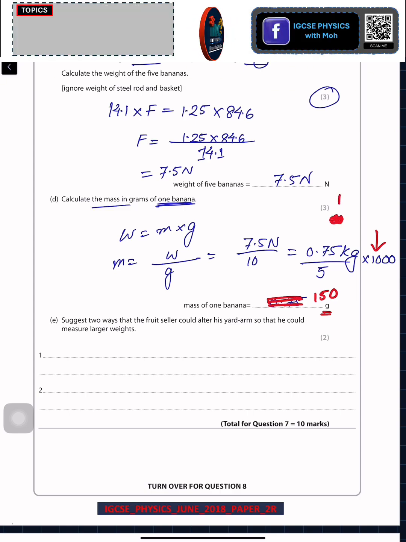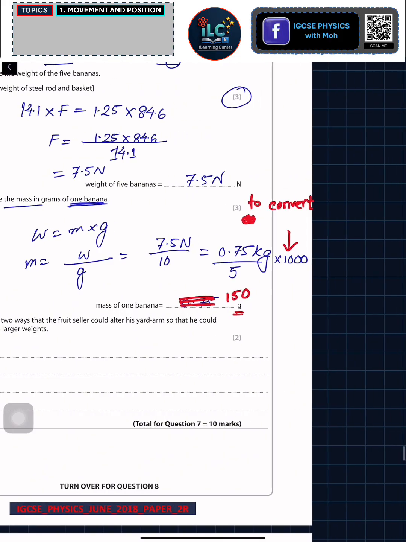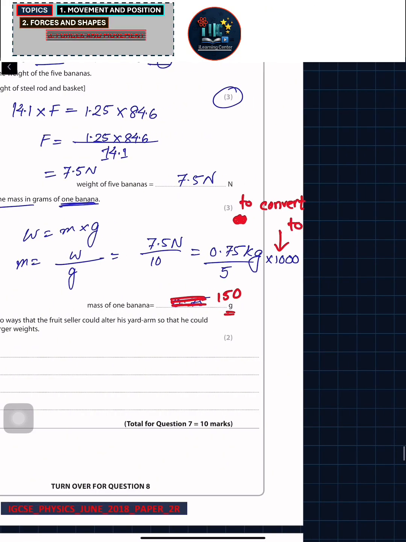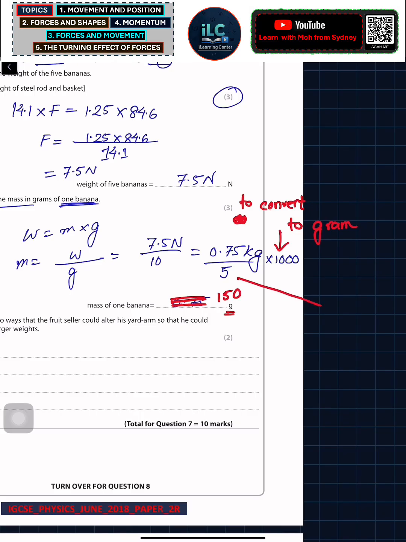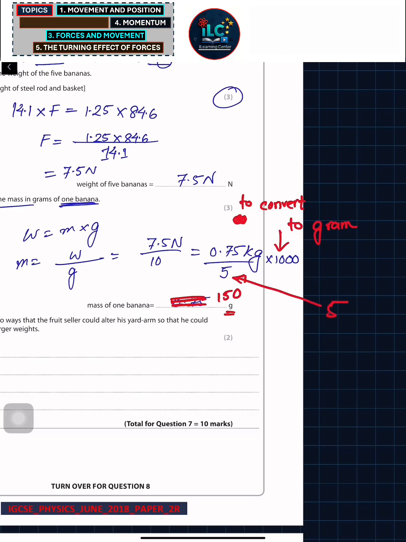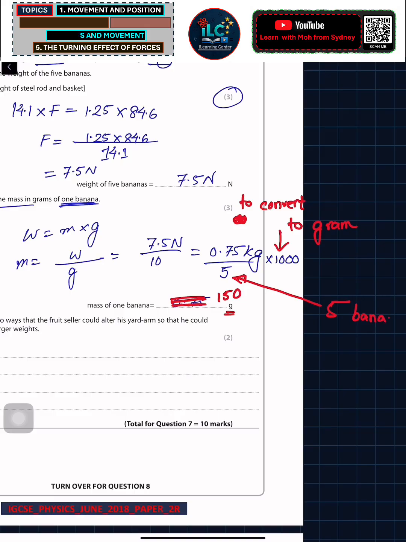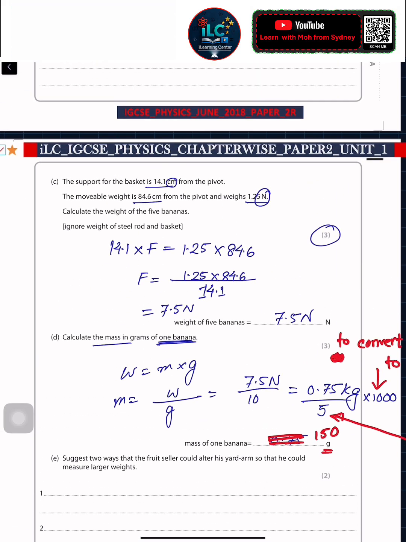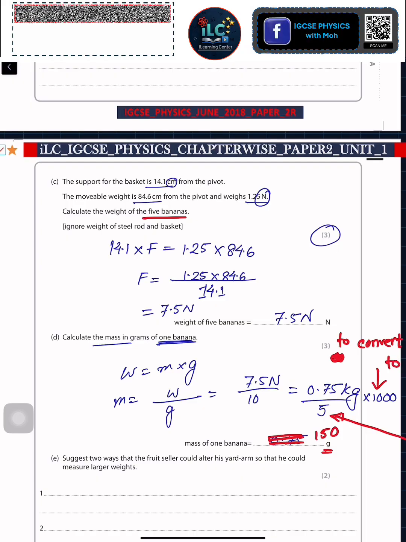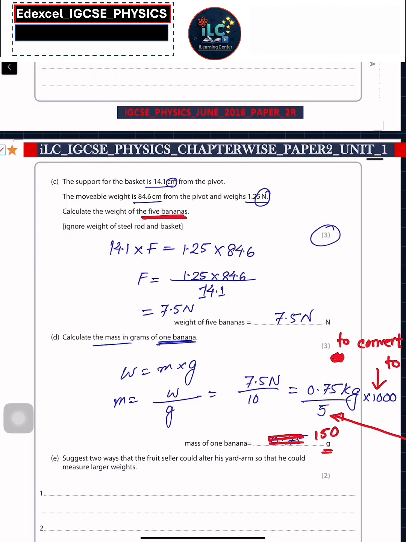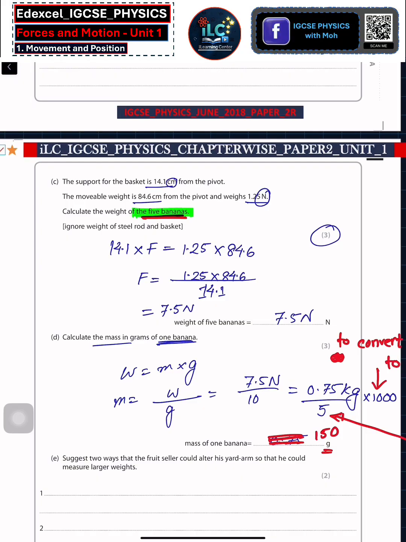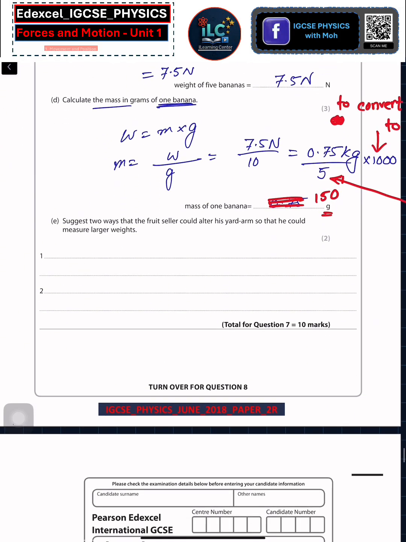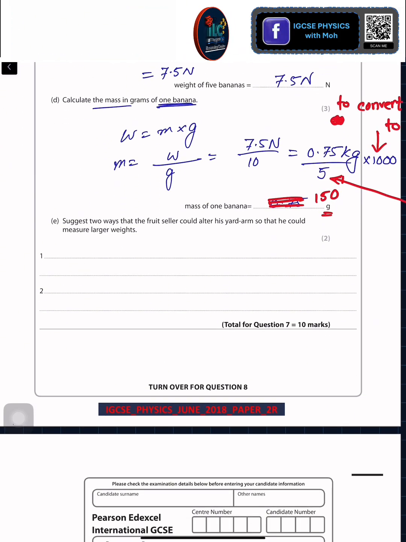To convert to gram. And why 5? Because there are 5 bananas. They have mentioned it somewhere in the question. So that's why you need to read the question very carefully to pick out this information. So 150 is the answer. We'll move to the next question.